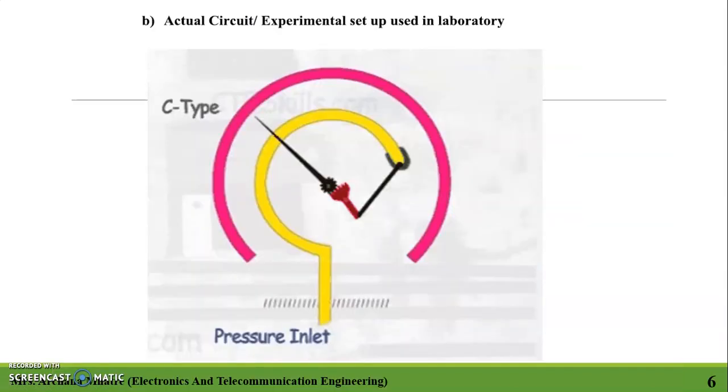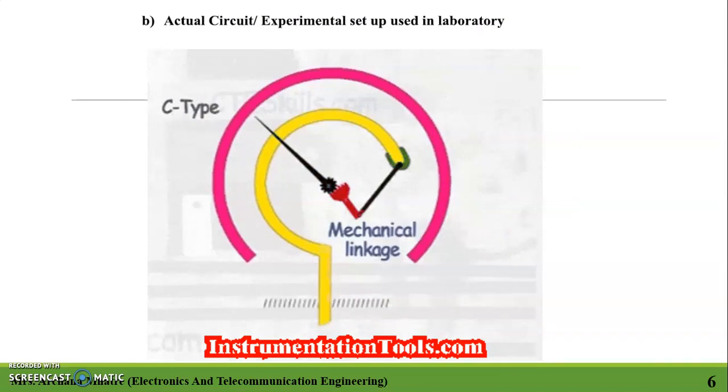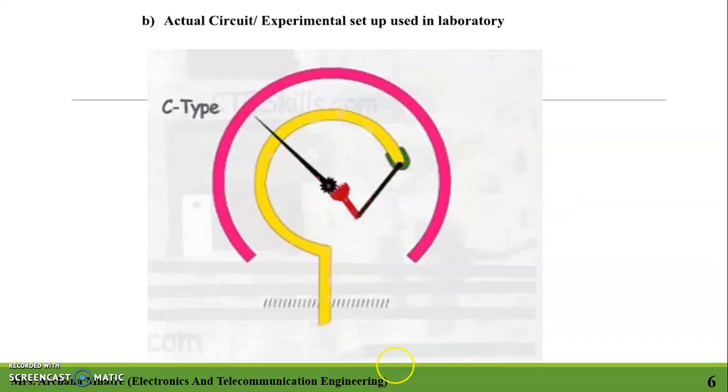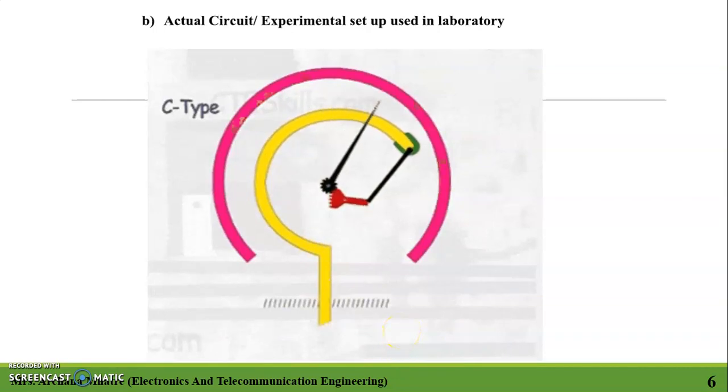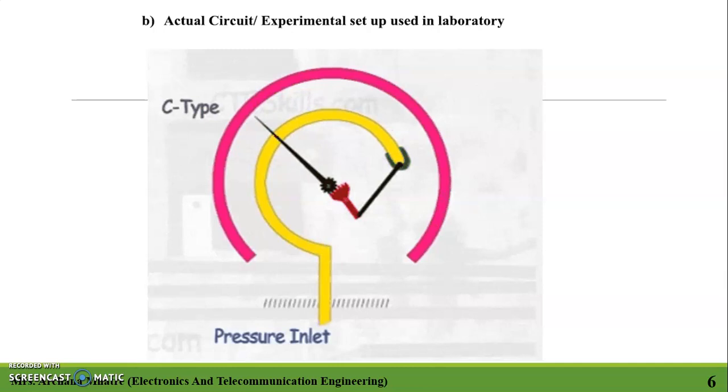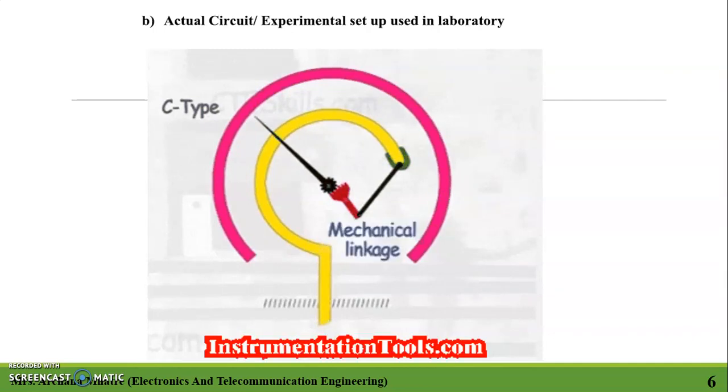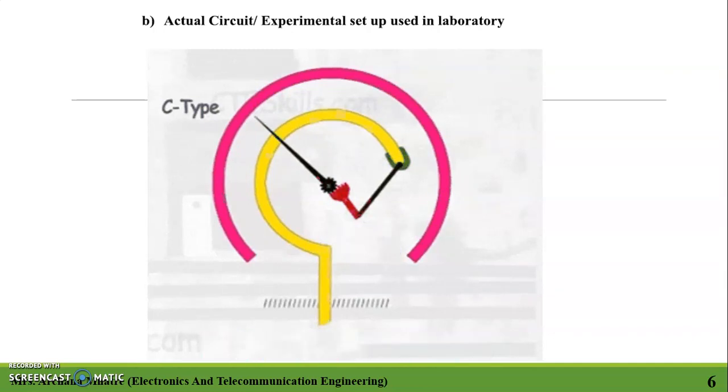Now this is the animation of the Bourdon tube. You can see that the pressure is applied from here, and as the pressure is applied, the free end of the Bourdon tube changes. With the help of a mechanical linkage, a pointer is attached to that free end, and as the pressure is applied, the pointer also moves. This is the pink-colored pointer on a calibrated scale. The pressure is directly displayed on the calibrated scale.